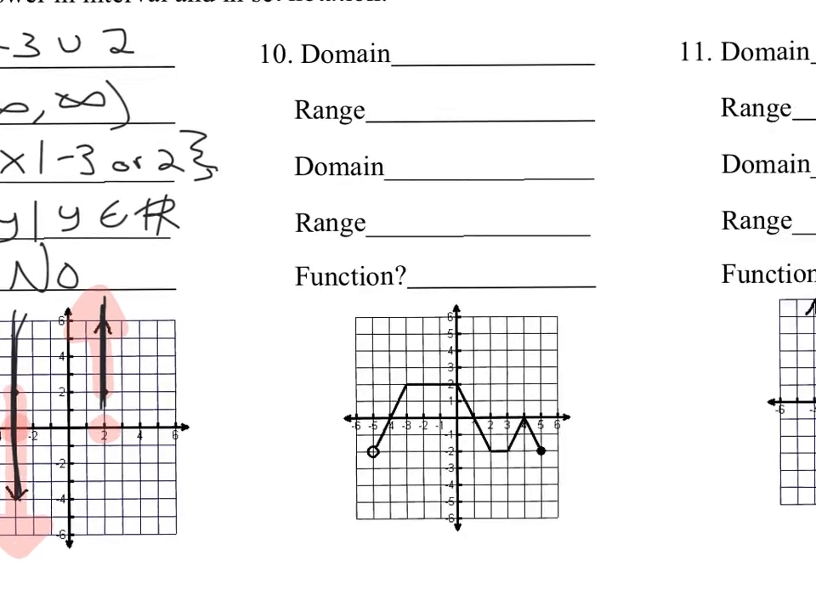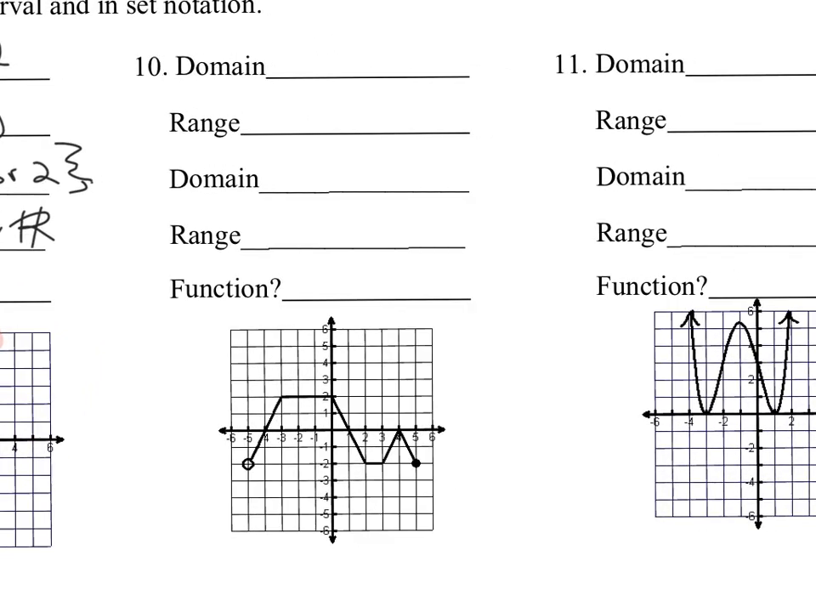Let's go and take a look at this one right here. For the domain, we'll look for the farthest number to the left and the farthest number to the right in terms of x, okay? So you'll notice here it goes from -5 to +5. Since there's an open circle at -5, we're going to put a parenthesis around it because it's not included, but +5 is included because it's got a filled in circle.